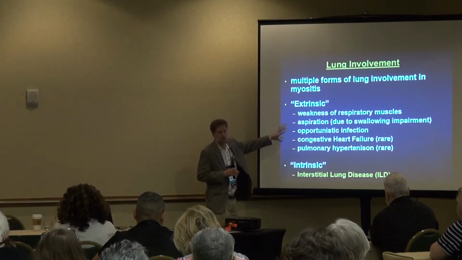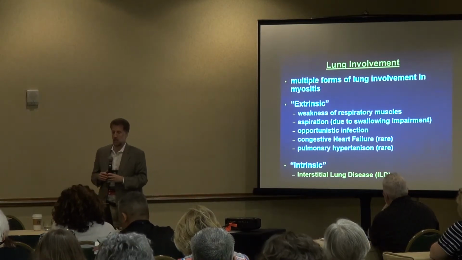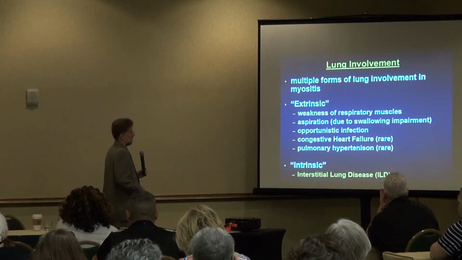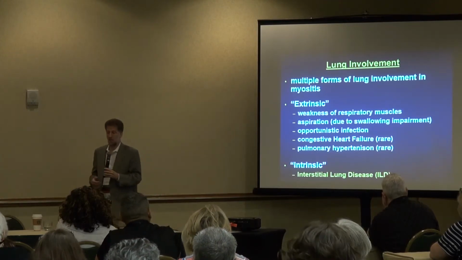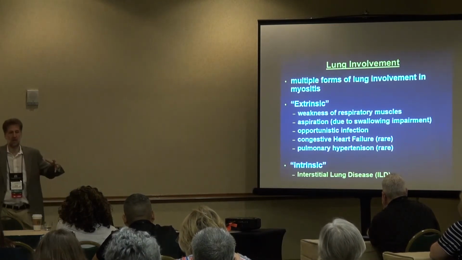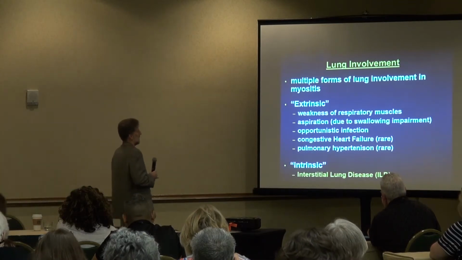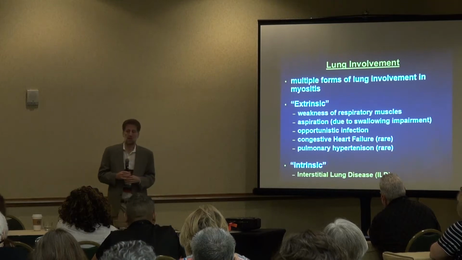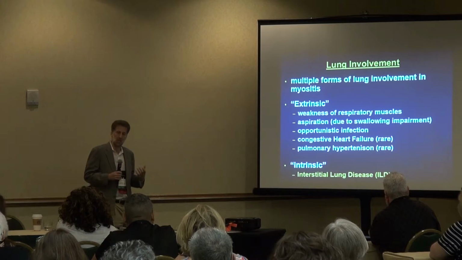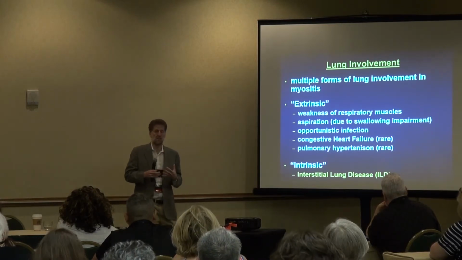But there are all these other factors which can contribute to or impact the lung in the setting of myositis. For example, we don't think about this, but we have muscles that control breathing, that enable us to expand our rib cage when we take in air. And in people with severe myositis, those muscles can be equally affected. So that really is a problem with ventilation. It's not necessarily the lung tissue itself that's affected, but the mechanics of the lungs that are impaired.